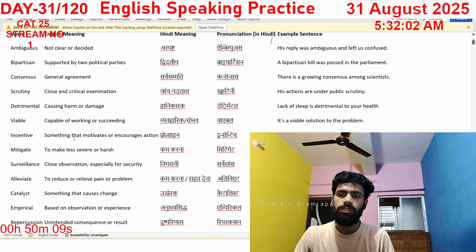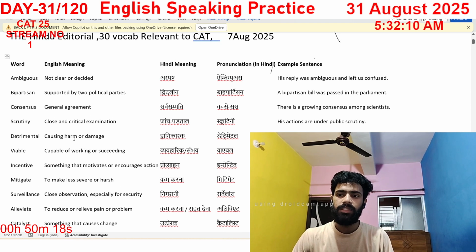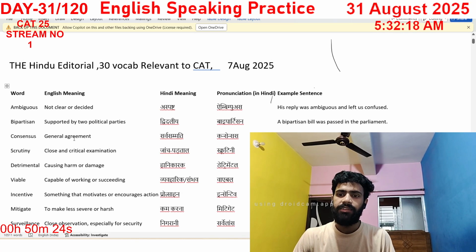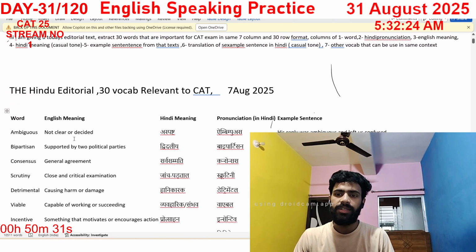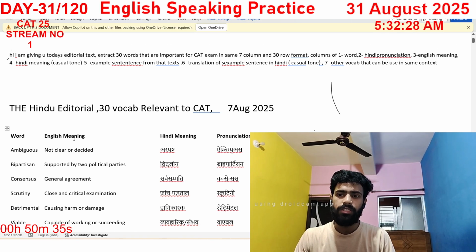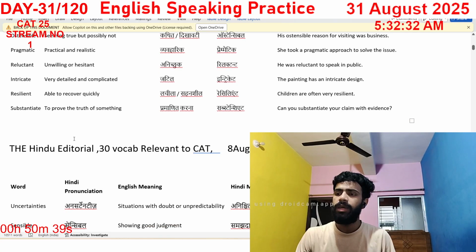Surveillance means close observation, especially for security purpose. Mitigate, to reduce or make less severe or harsh. Incentives, something that motivates or encourages actions. Viable, capable of working or succeeding. Detrimental, causing harm or damage. Scrutiny, close examination. Consensus, general agreement. Bipartisan, supported by two political parties. Ambiguous, not clear or decided. So this is the 30 vocab I revised.